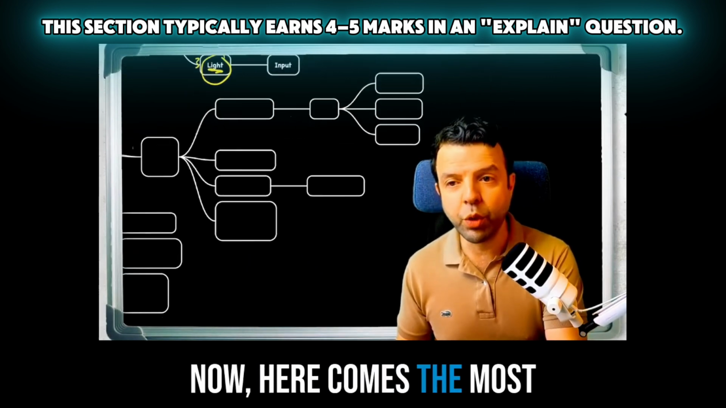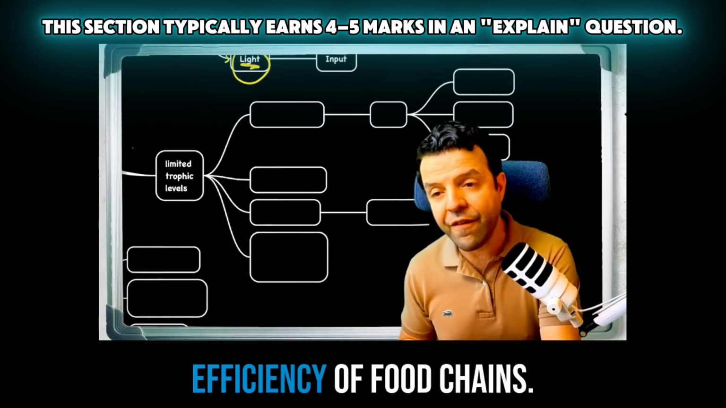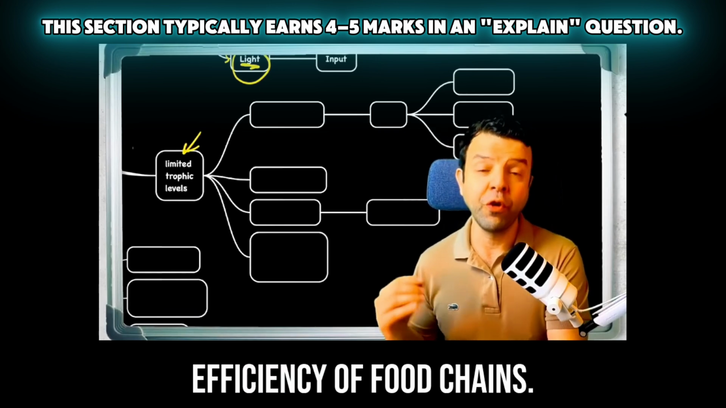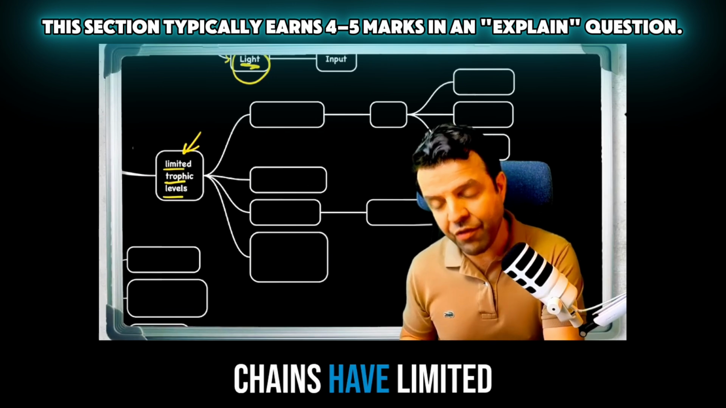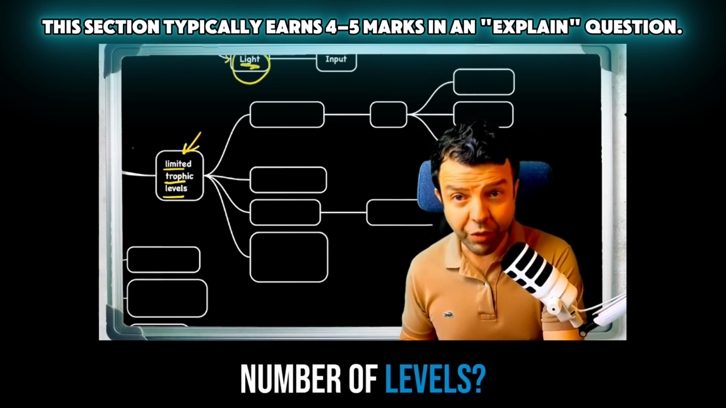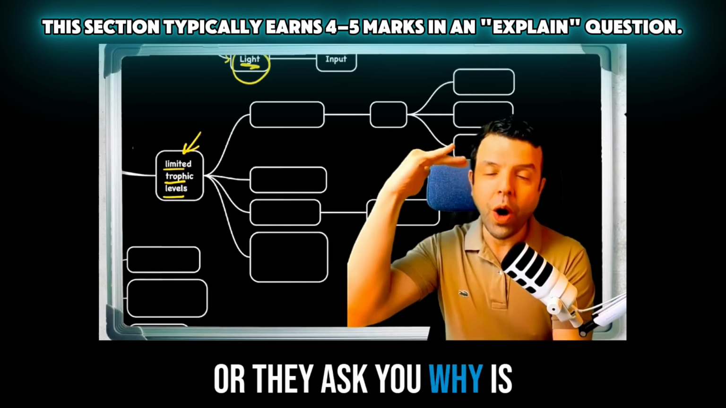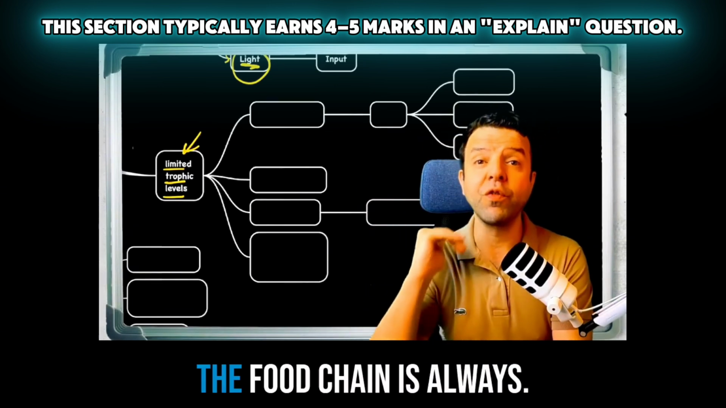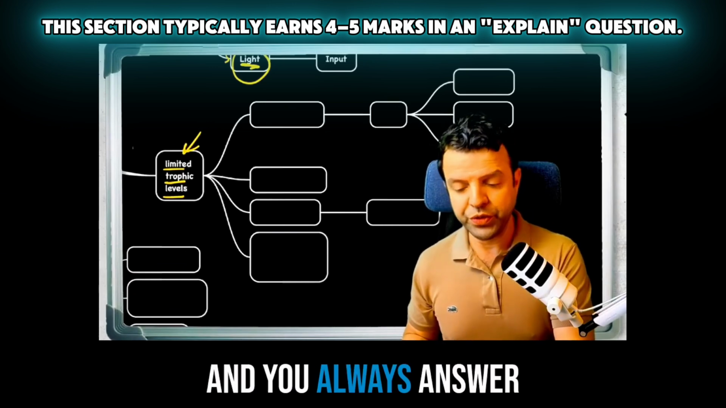Now here comes the most important part of this topic, which is about the efficiency of food chains. Why is it that food chains have a limited number of levels? That's one type of question. Or they ask you, why is it that the top level of the food chain is always small in numbers? And you always answer it the same way.